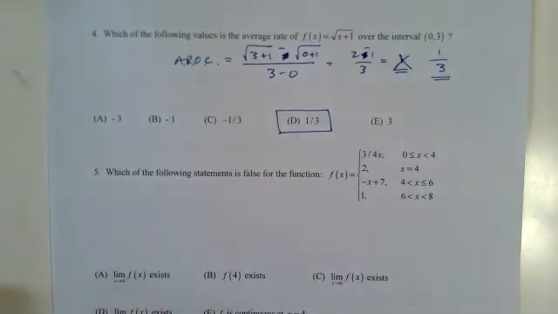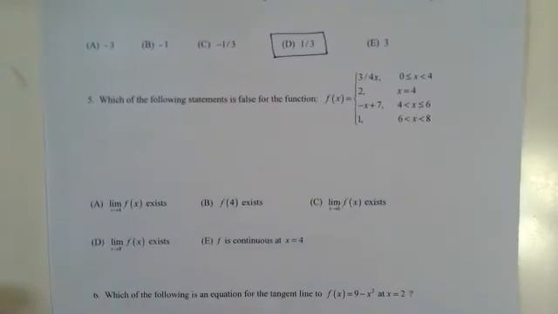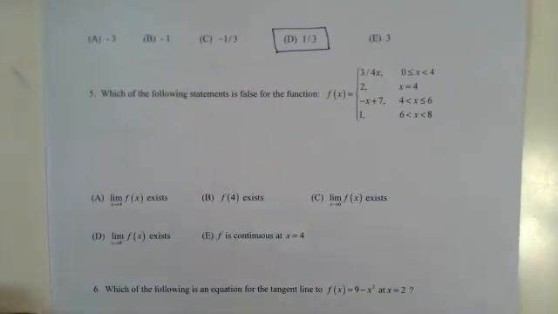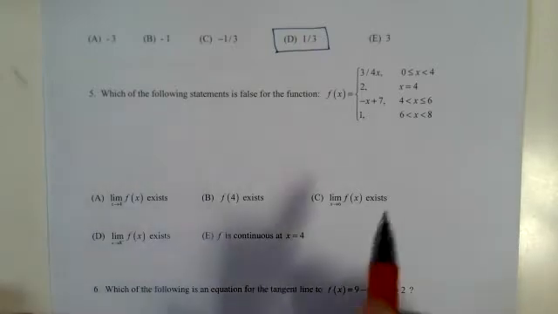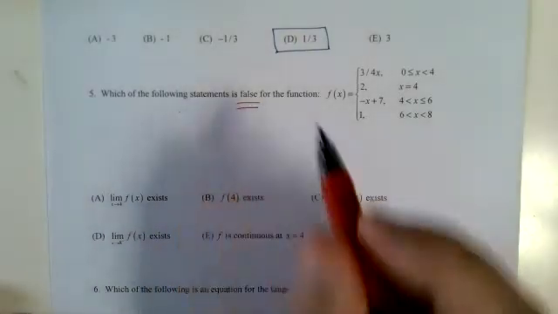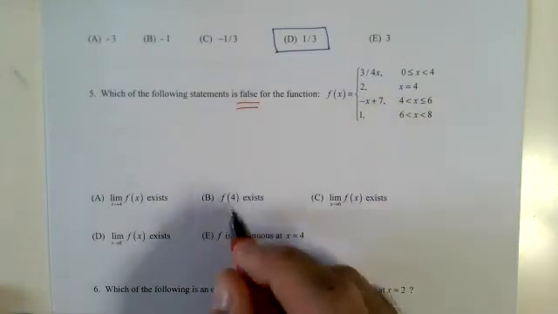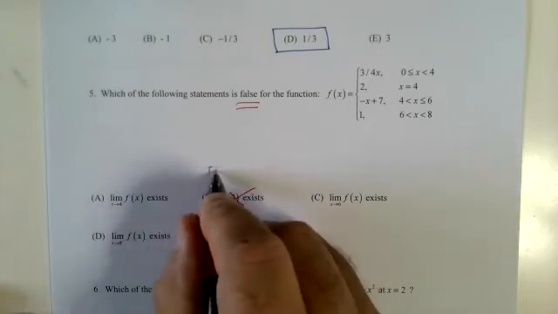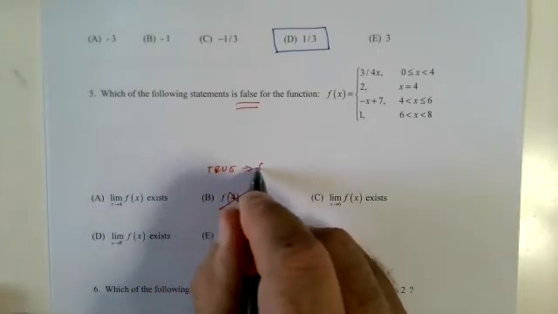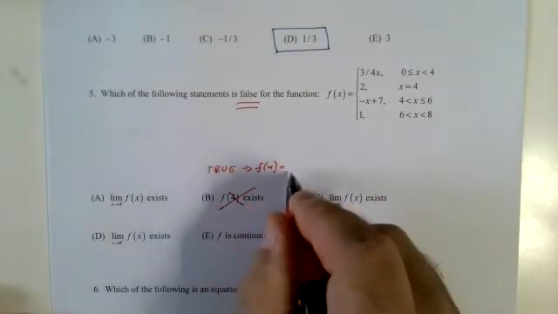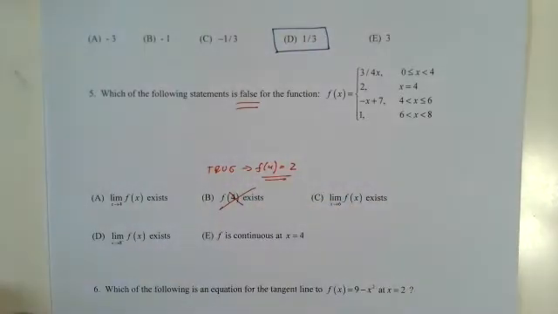Disappointed. Which of the following is false for the function? Now, this is a very typical AP question. I hate them, but you know, it is what it is. So let's see what's going on. Limit as x approaches 4 exists. F of 4 exists, which is false. So let's go through them. F of 4 exists. Is that false? No, that's very true. So we can cross that out. I'm just doing this as a teacher. You don't have to worry about this.